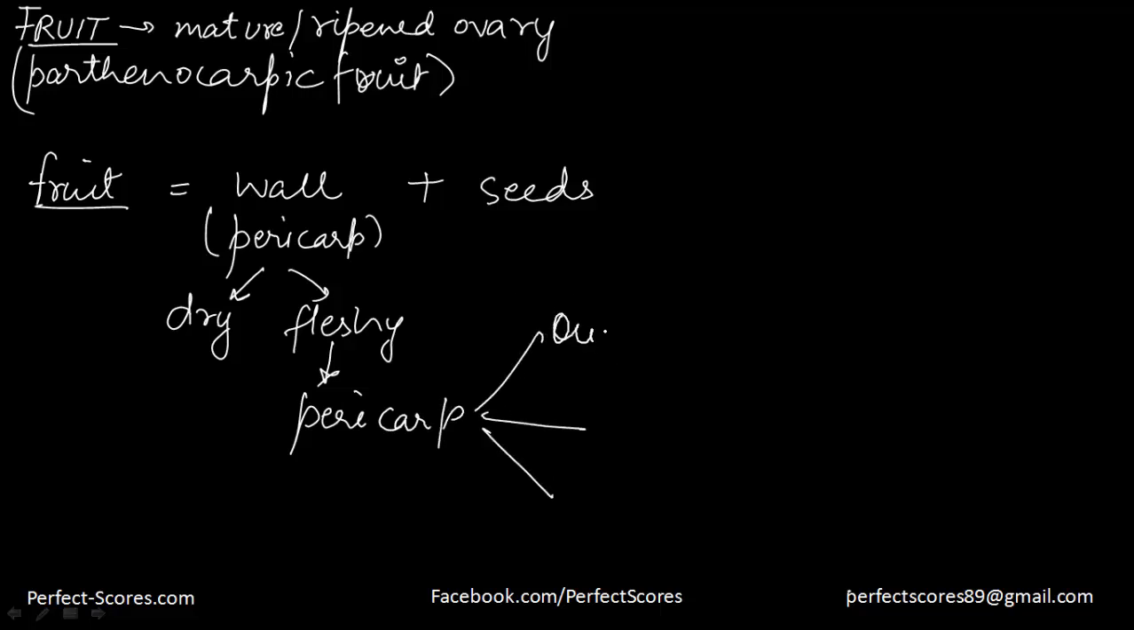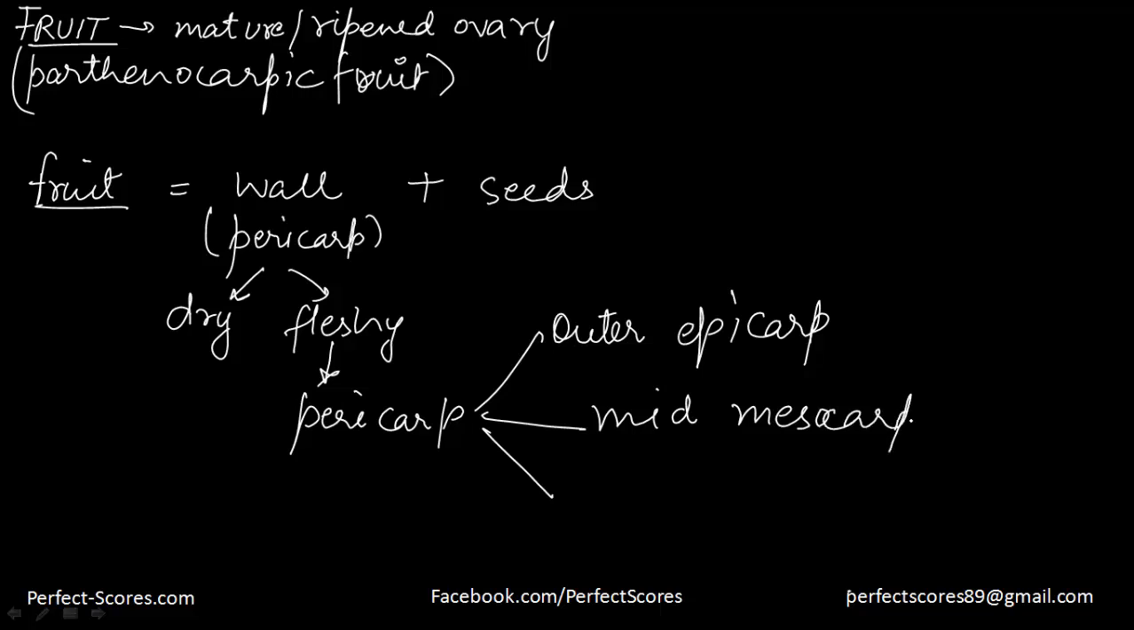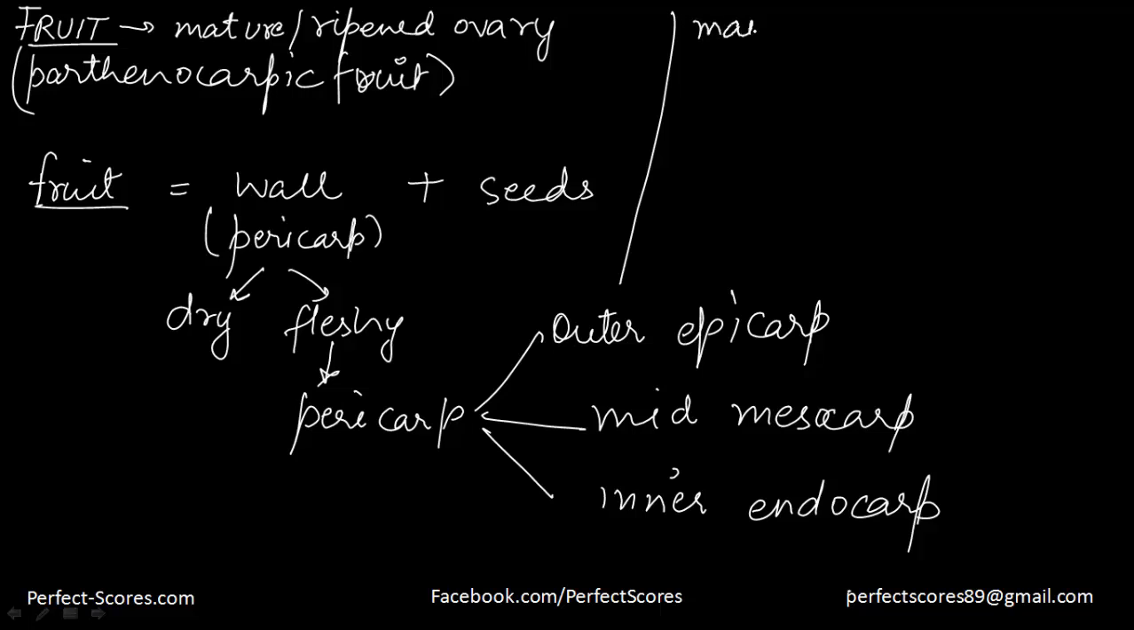The outer part will be called the epicarp. The middle part will be known as the mesocarp, and the inner part is known as the endocarp. So in case of fleshy fruits with the fleshy wall, the pericarp is further divided into these three parts. Now it's there in all fruits, but a special mention needs to be given to two fruits, which are mango and coconut. Now both of these are known as drupes. They are a little different from the normal average fruit.